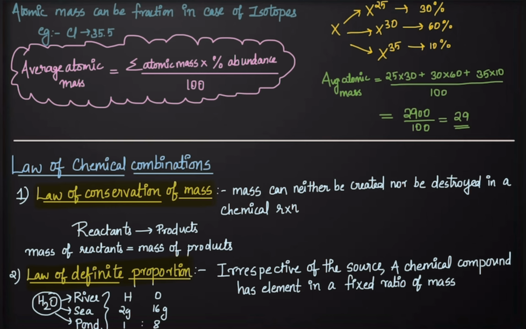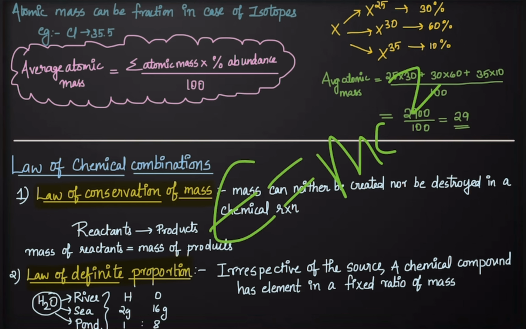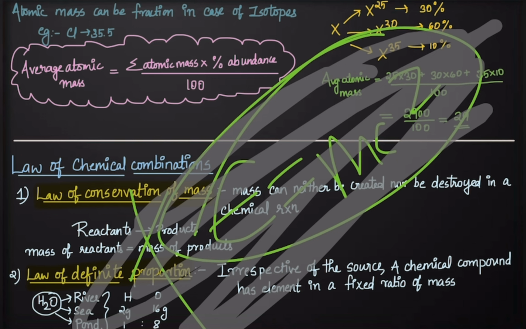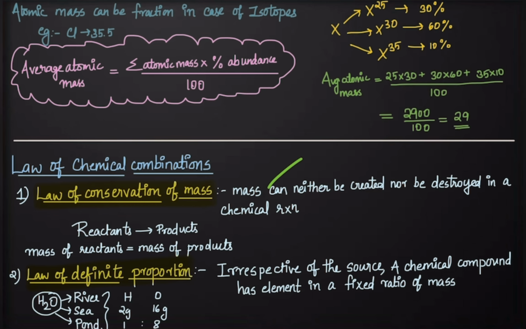The exception for this is in the case of a nuclear reaction, E equals mc squared. There is an exception in nuclear reactions: the mass is not conserved. Okay, mass is not conserved in the nuclear reaction. You will study it later in the physics chapter, the nuclei chapter. And then the law of definite proportion.